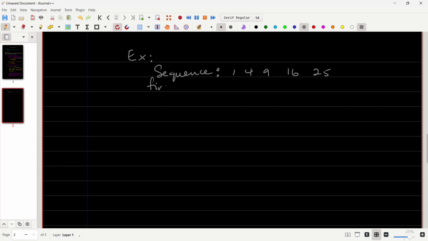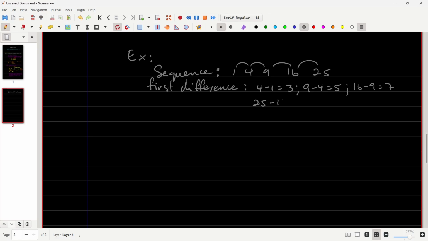Let's look at the first difference. The first difference is 4 minus 1, which is 3, 9 minus 4, which is 5, 16 minus 9, which is 7, 25 minus 16, which is 9. All right, so we can see right away the first differences are, let me highlight it more, 3, 5, 7, 9. And then let's look at the second difference.